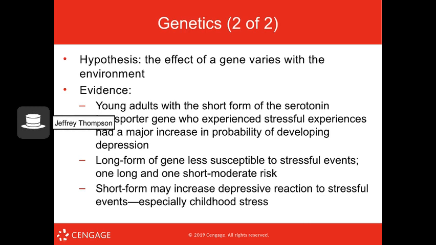If you are a young adult and you have the short form of the serotonin transporter gene, if you experience something stressful, a major stress, then that's going to increase your probability of developing depression. The long form of the gene is going to make you less susceptible to stressful events. If you're receiving both, then it's a moderate risk. So that short form gene is going to likely increase the reaction that you have to stressful events, especially if they're occurring in your childhood.